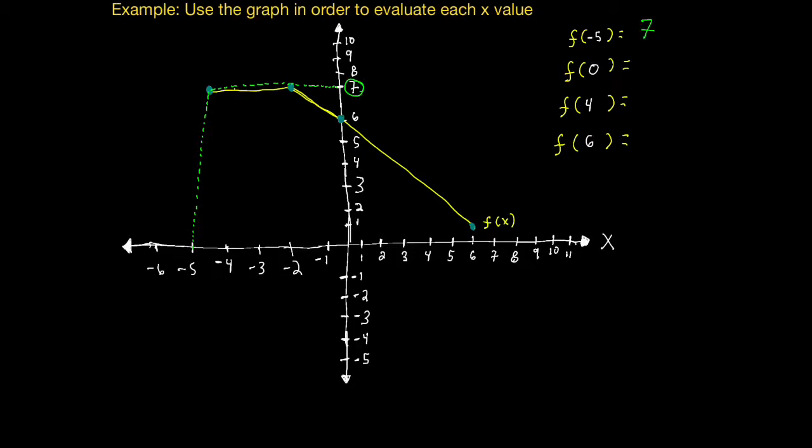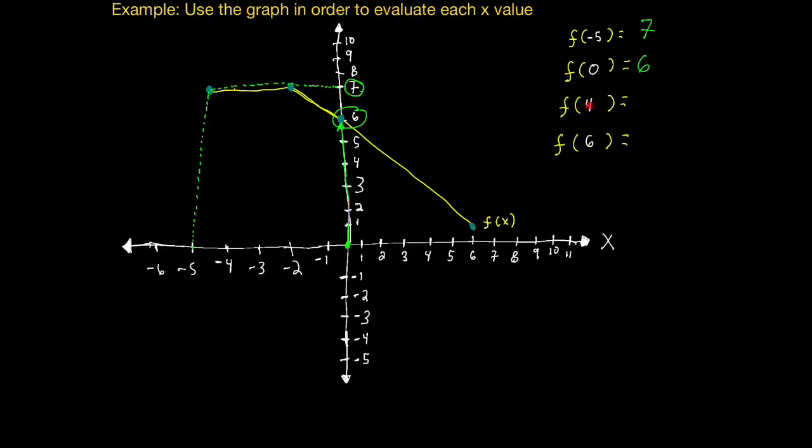Alright, let's try to evaluate f of 0. And remember that 0 is here at the origin. So here, let me just identify it here. So f of 0, again, it's getting attracted to this yellow graph. And the value is here at +6. So f of 0 is +6.